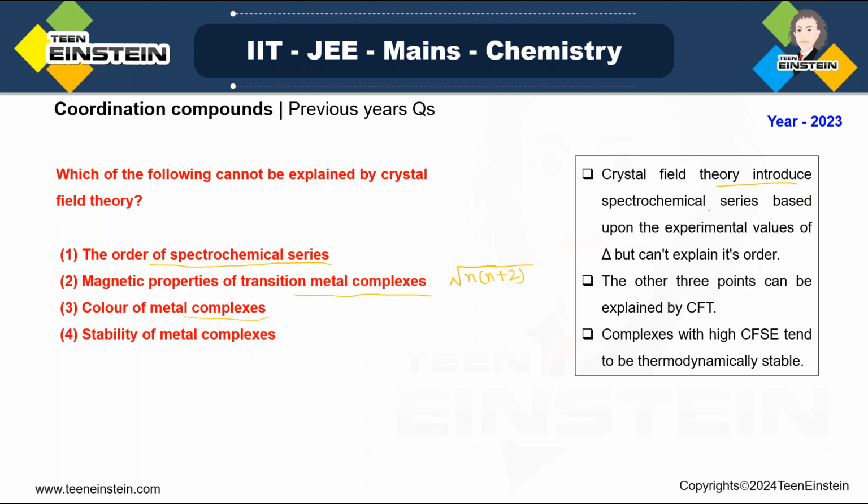Crystal field theory introduced a spectrochemical series based upon the experimental values of Δ, but it cannot explain its order. So whatever series you see, it is always the experimental value, not any explanation you are getting from crystal field theory. But the other 3 points, 2, 3, 4, these 3 options you can explain. And remember, when there is high CFSE, those complexes tend to be thermodynamically more stable. So if 2 complexes are given, you can compare simply the CFSE value and predict which one will be thermodynamically more stable. So the correct option will be the first option.